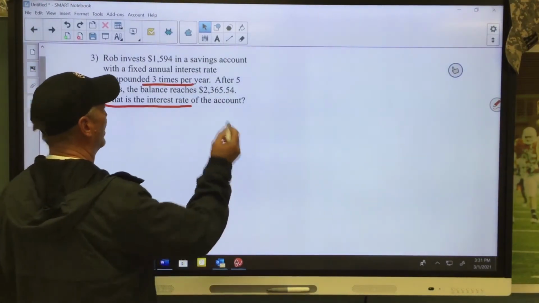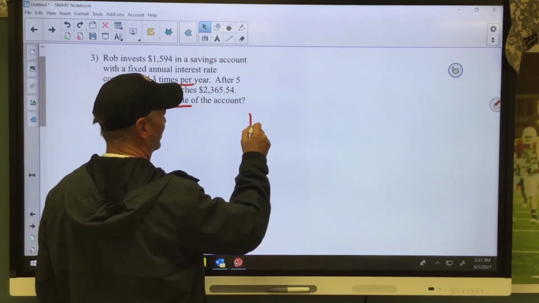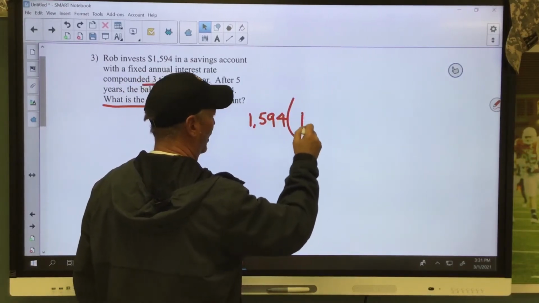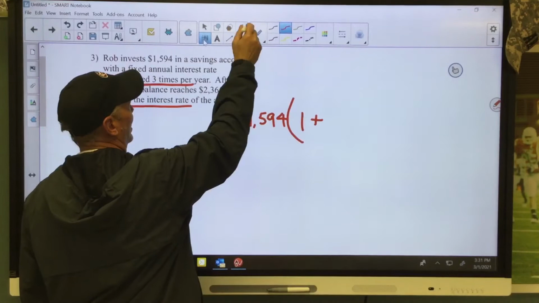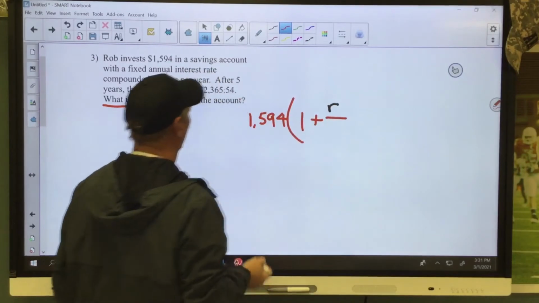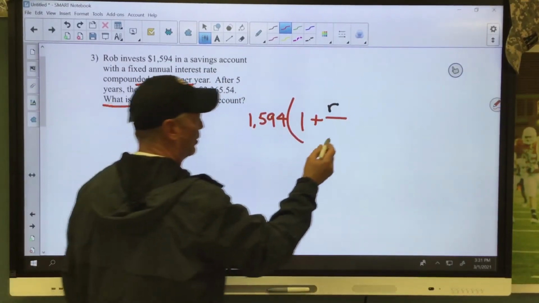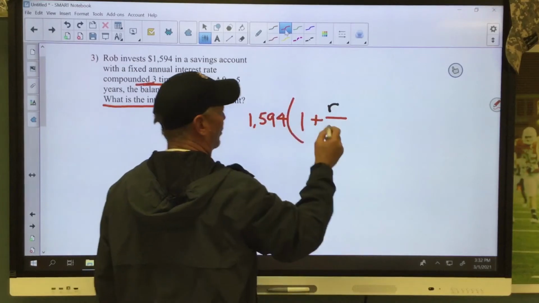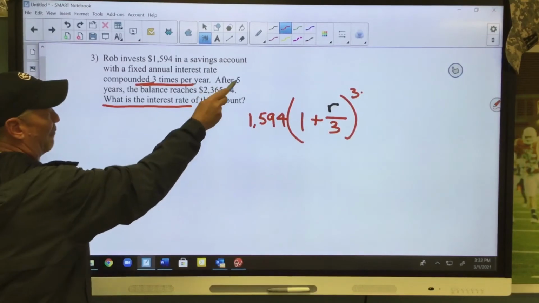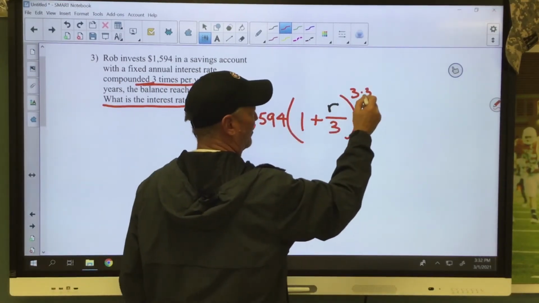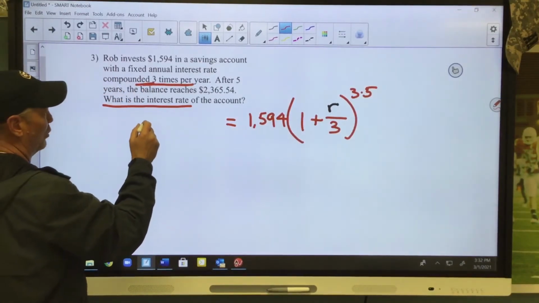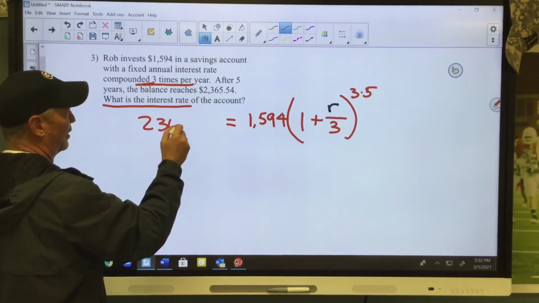Okay? So, we're going to invest $1,594. 1 plus, I do not know what my R is. Okay? But my N value is 3 times per year. 3 times, and we're saying 5 years, so we're going to multiply times 5. And we want to end up with a total of $2,365.54.